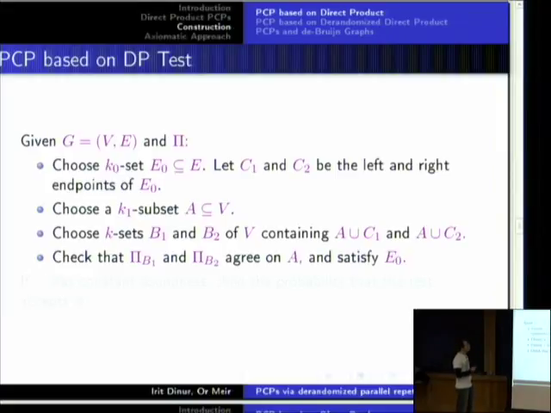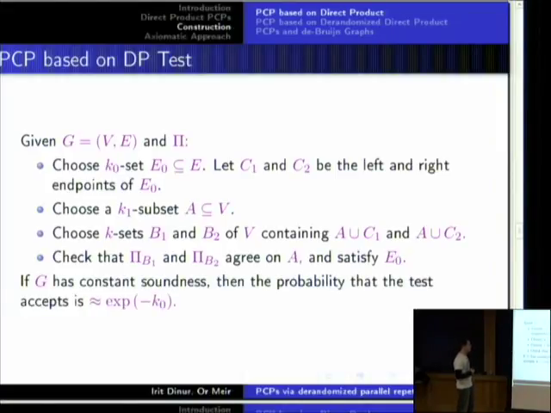And indeed, it can be shown that if the graph G has constant soundness, then the probability that the test accepts decreases exponentially with K0. And here I want to say two additional things. First of all, this is not true for any choice of K0, K1, and K. Once we have chosen K0, the choices of K1 and K are determined. And the other thing is that the assumption that G has constant soundness is just to make the presentation slide shorter, but we can actually have a result for every possible soundness.